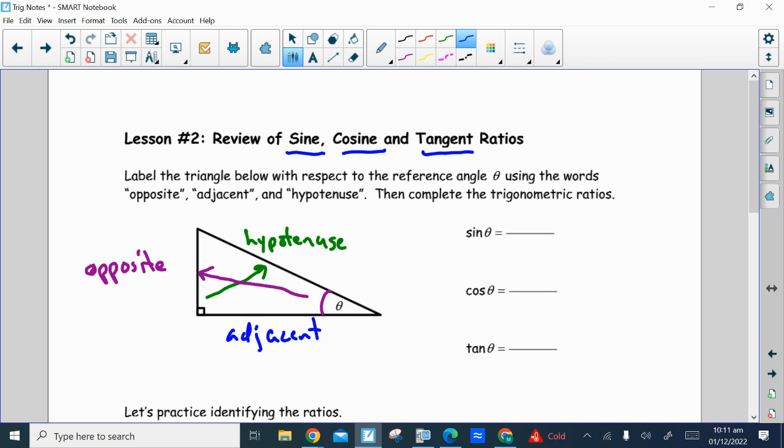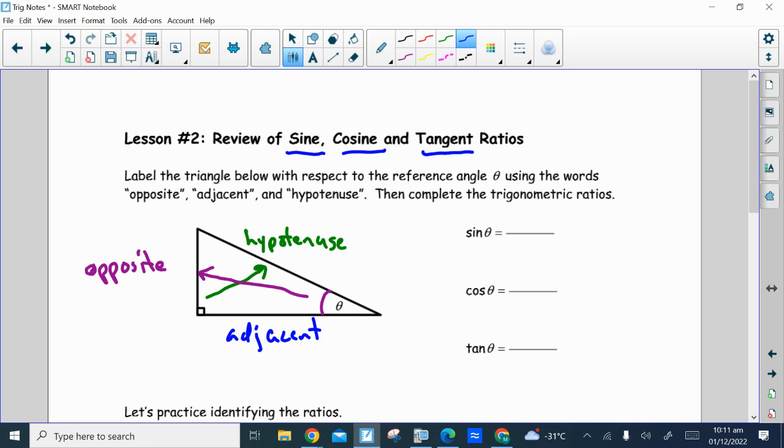And again, you have to have a right triangle, which means a 90-degree triangle for this to work. To be able to use these trig ratios, you must have a right angle triangle, because only a right angle triangle has a hypotenuse. A hypotenuse is the side across from the right angle.